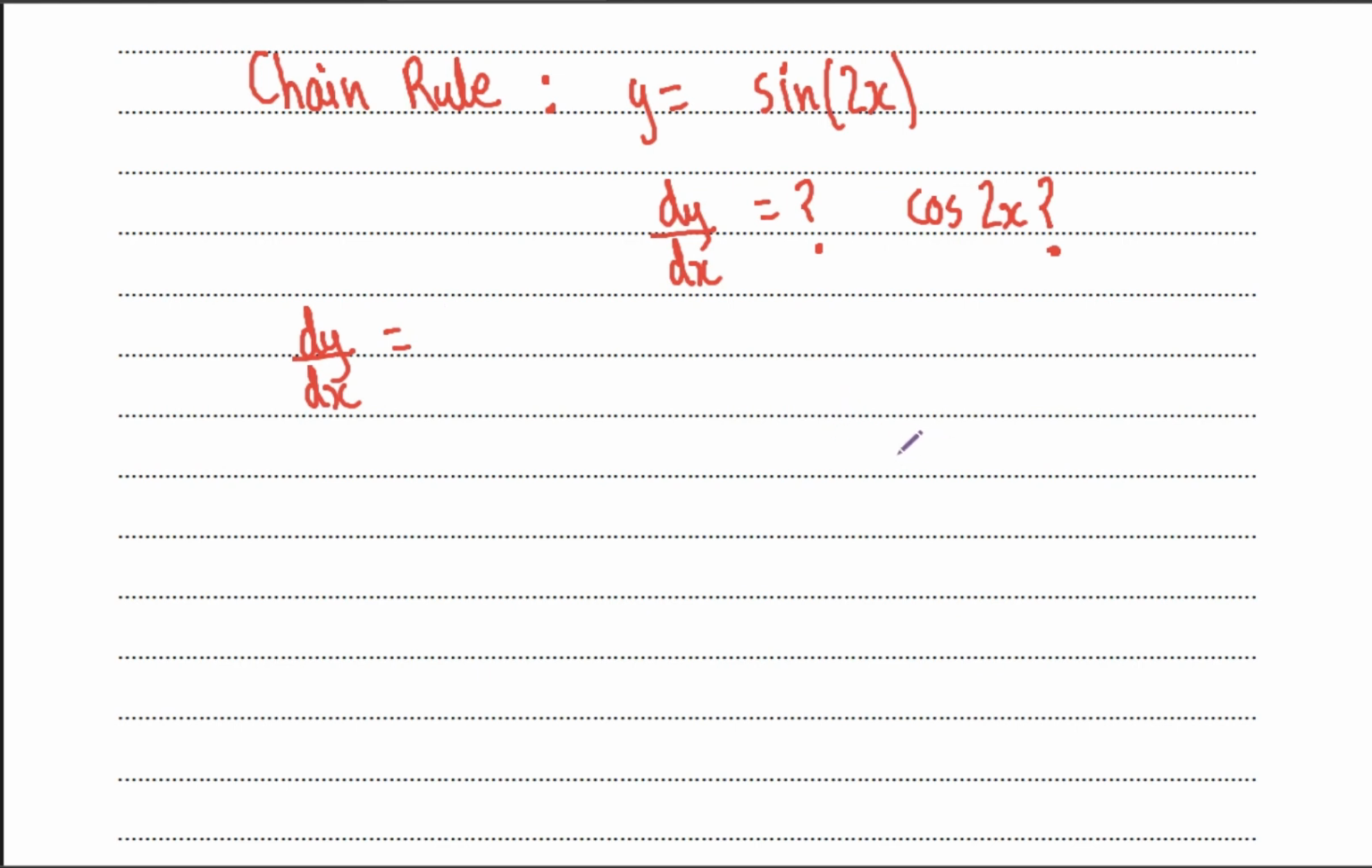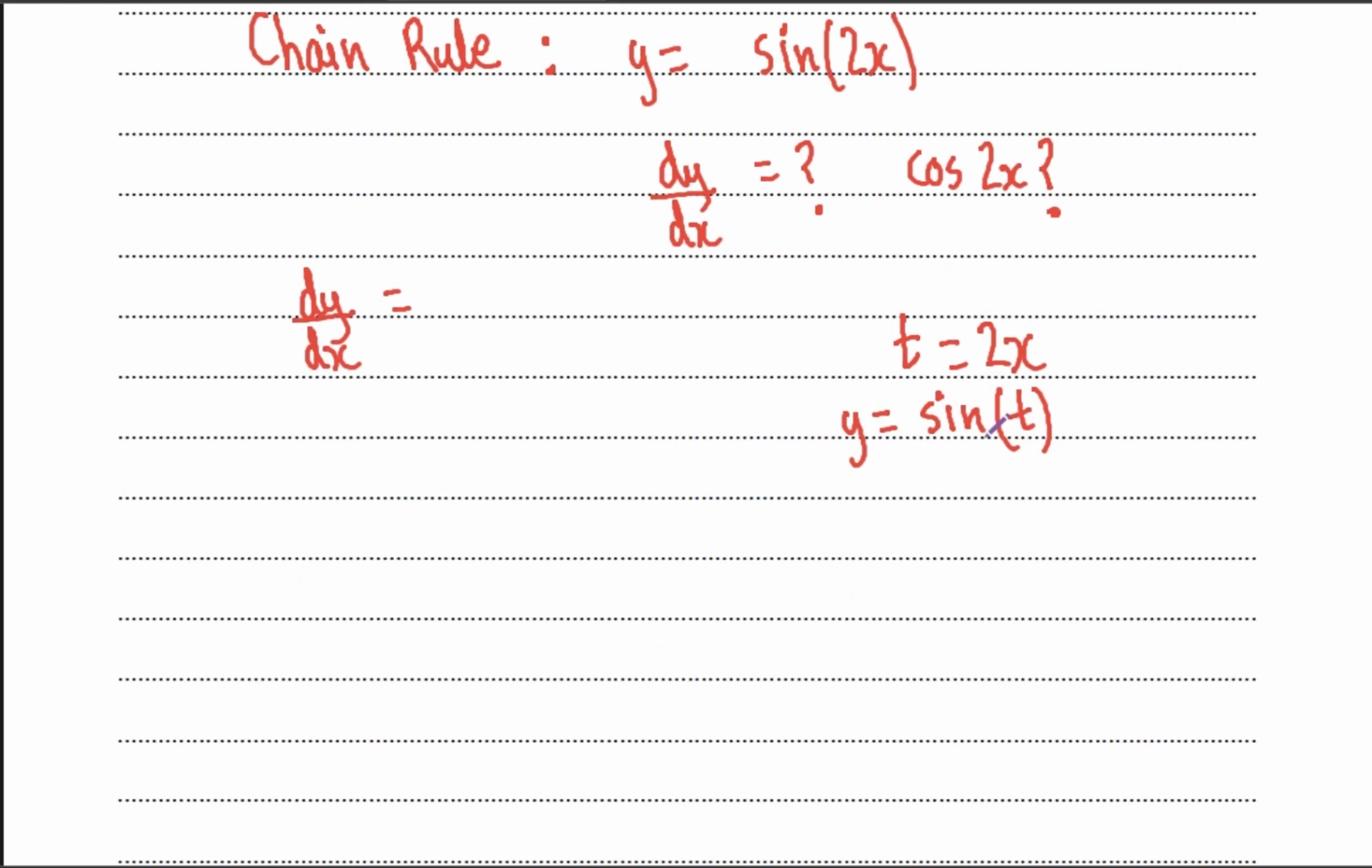Let's introduce a function t. Let's say t is equal to 2x, right? Because we have 2x here. Let's call it t is equal to 2x. So now we have y is equal to sine of t, right? So far we haven't really done anything. It's just calling t equal to 2x because we don't want the 2. So t is equal to 2x.